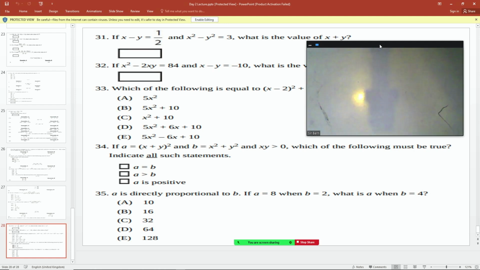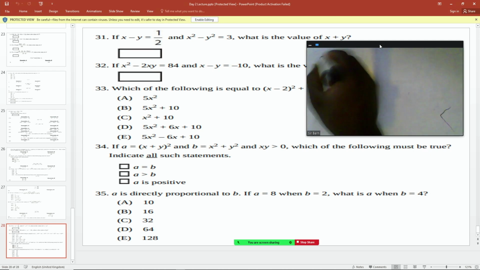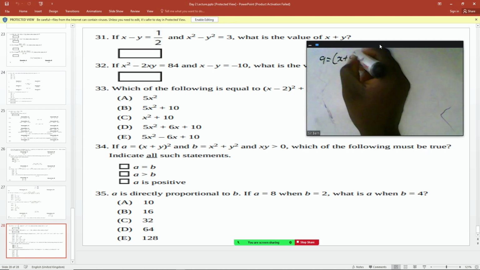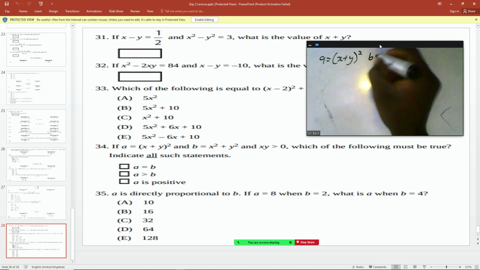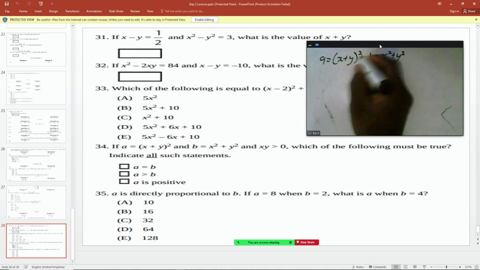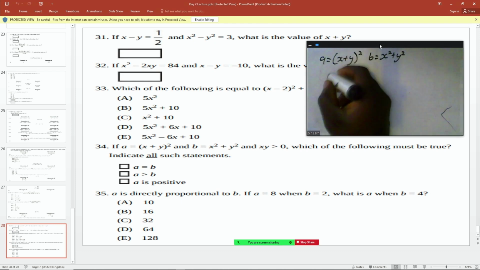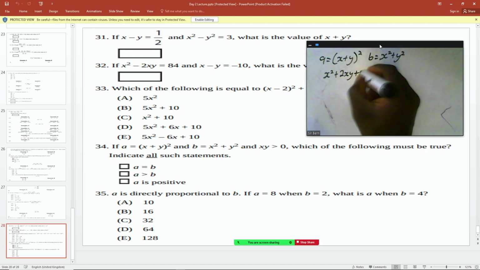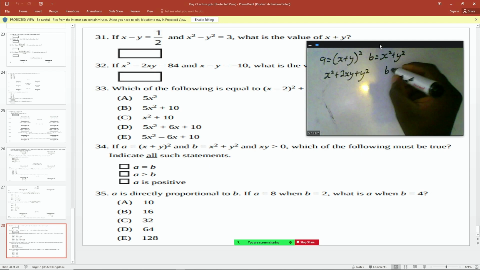34 is saying A is equal to (x plus y) all squared and B is equal to x squared plus y squared. A is equal to (x plus y) all squared. Then B is equal to x squared plus y squared. xy is greater than 0, which of the following must be true. So with this, we can expand this. Expanding A will give us x squared plus 2xy plus y squared. Then we have B to be x squared plus y squared.